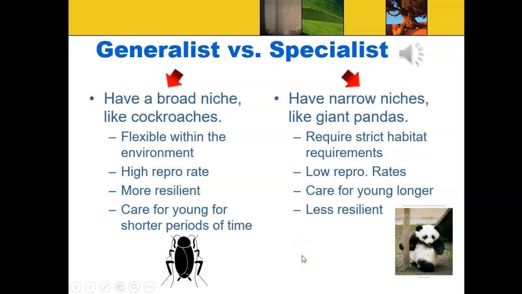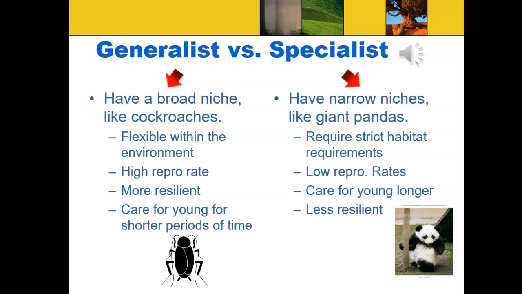Generalists have a very broad niche. The best example of a generalist is cockroaches. People say that if the world comes to an end, the cockroach will survive. That's because they're very flexible within the environment. They have a very high reproduction rate, meaning that they're producing tons of cockroaches at any given moment. They're very resilient, and they care for their young for a short period of time. So basically they're only worried about themselves.